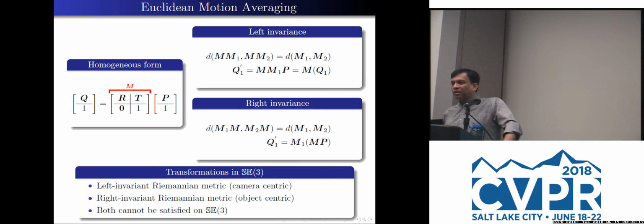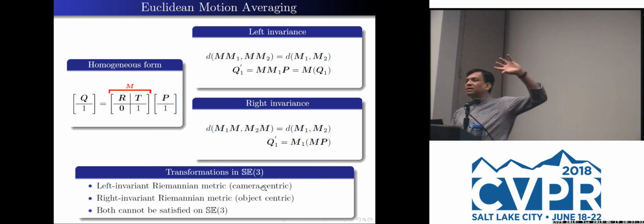If you look at any geometric textbook in robotics, you will find this discussed at length because it matters a lot for many of the things they do. So if you take a left invariant Riemannian metric, which is what we will do, you have a camera-centric coordinate system based on the camera. If you take a right invariant Riemannian metric, you have an object-centric representation.